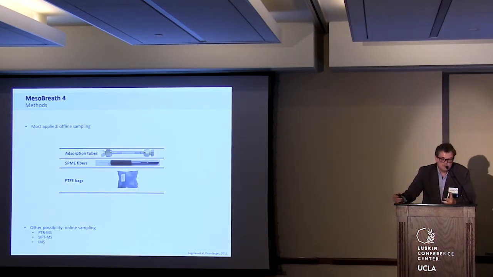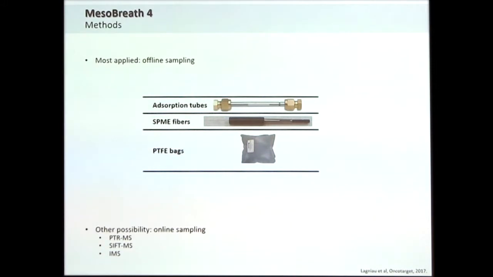For offline sampling, most also use these absorption tubes, which we have also used in the past, but also some fiber could be used to attach some compounds, or bags could be filled by using the air that's above the headspace. Online sampling is also another possibility, for instance, the IMS technique that we have used in the past, and we are currently also using in our study.